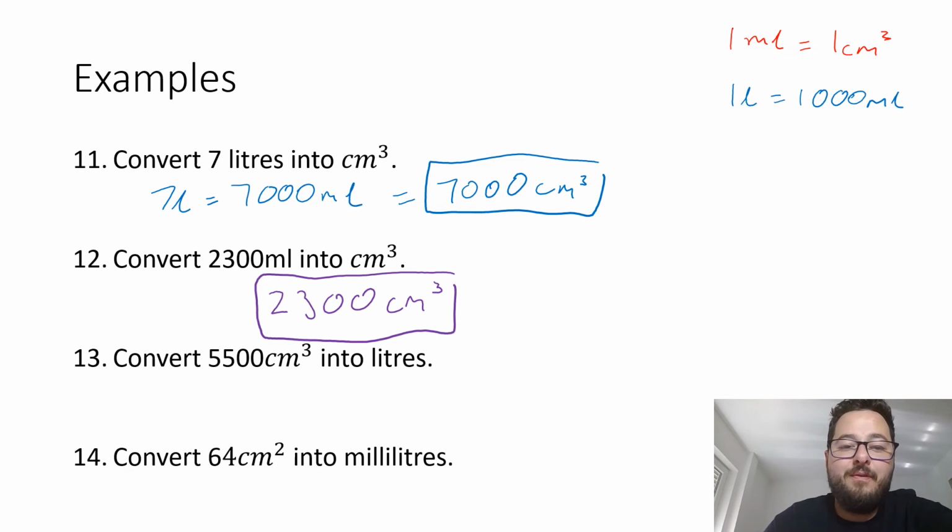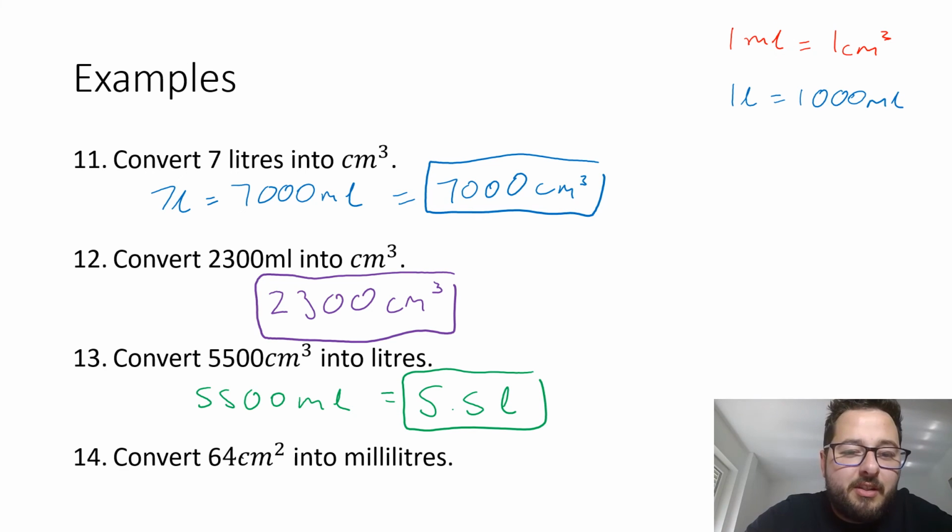Alright, next we want to convert 5,500 centimetres cubed into litres. So let's turn it into millilitres first, that's the easy bit. So it's 5,500 millilitres. Then divide by 1,000, because there's 1,000 millilitres in a litre. So that is 5.5 litres.